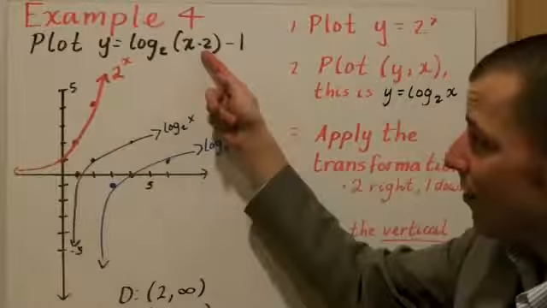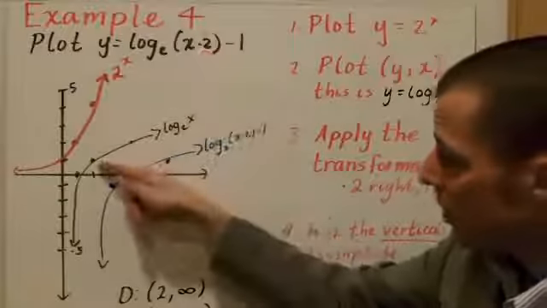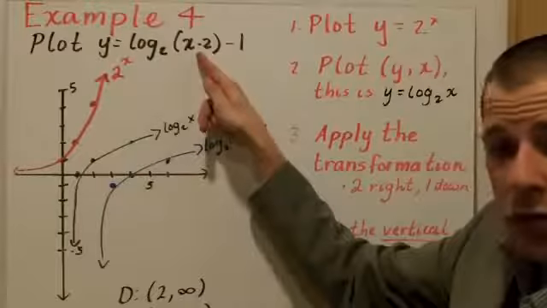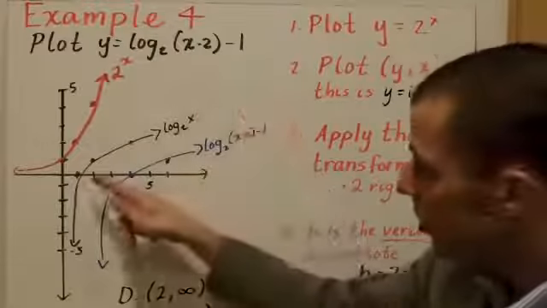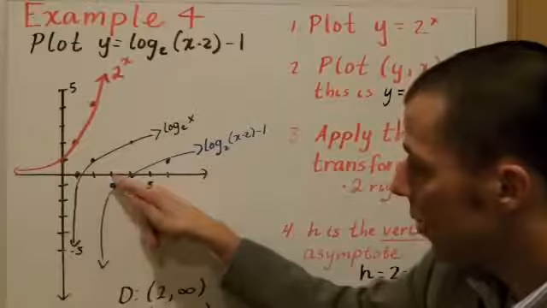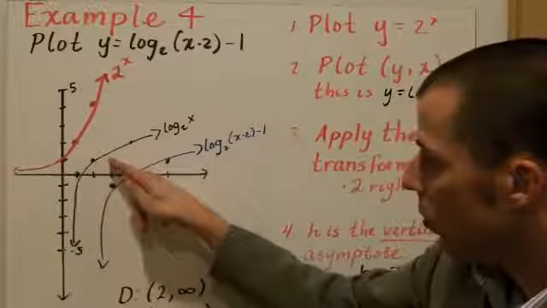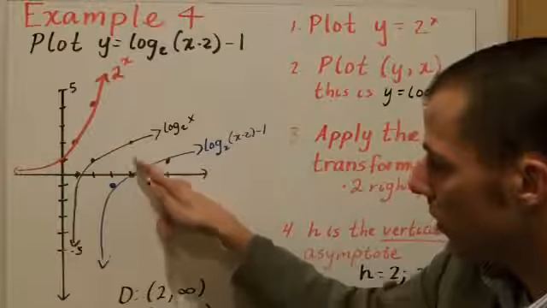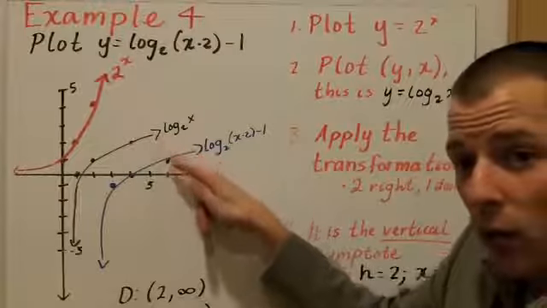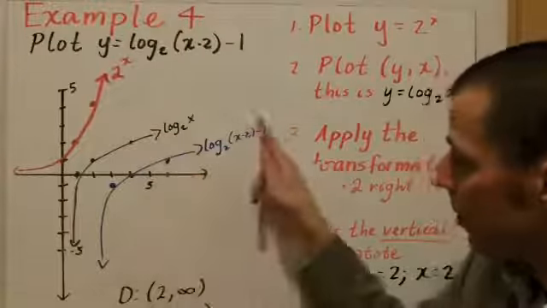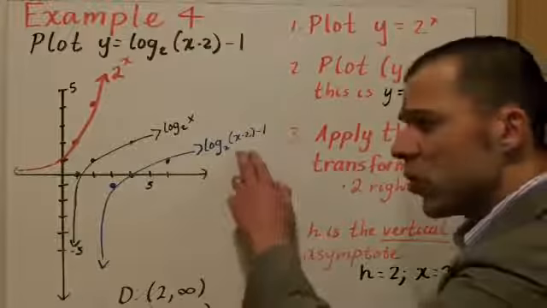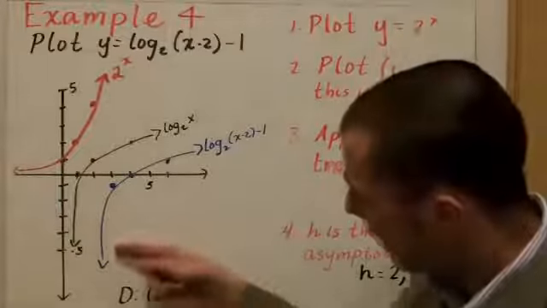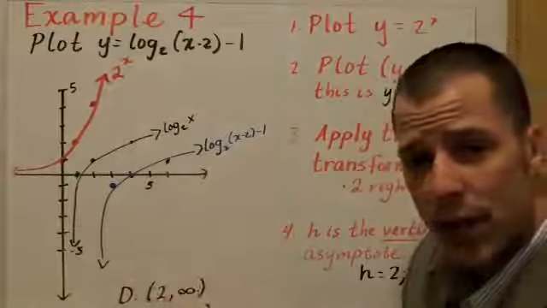So finally, we have to apply the transformation. All these points in black have to be moved 2 right and 1 down. So you move each point 2 right, 1 down. 2 right, 1 down. 2 right, 1 down. And we plot our function. So this third graph is the final graph here in blue after we applied the transformation.